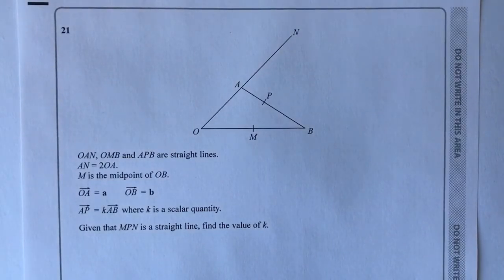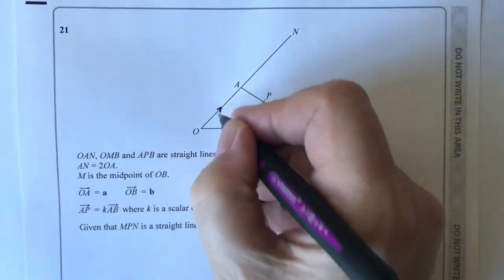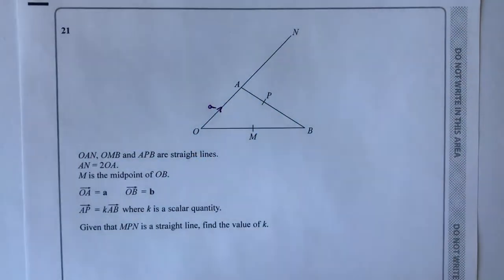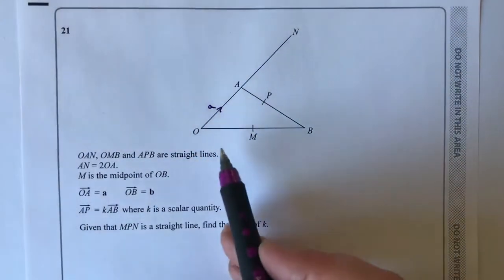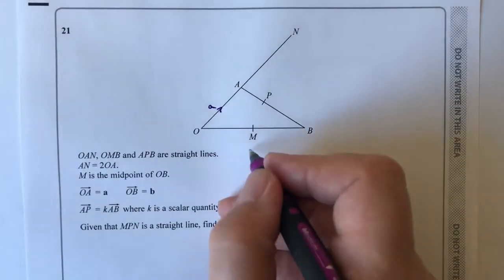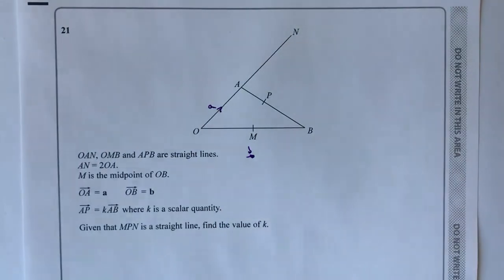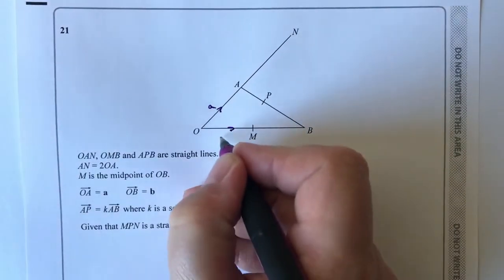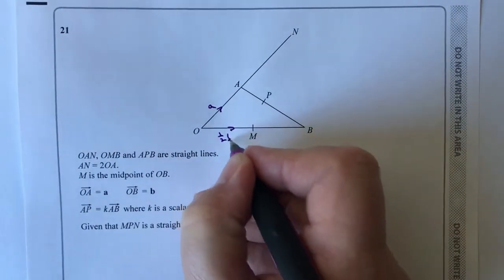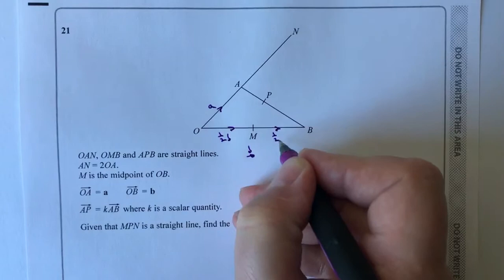So what we're saying is that OA is equal to A, okay? And we're also being told that OB, which is this whole area here, is equal to B. Okay, I'm just going to write that down, something like that, because that M value, which is the midpoint, means that this is going to be a half B, and this is going to be a half B.